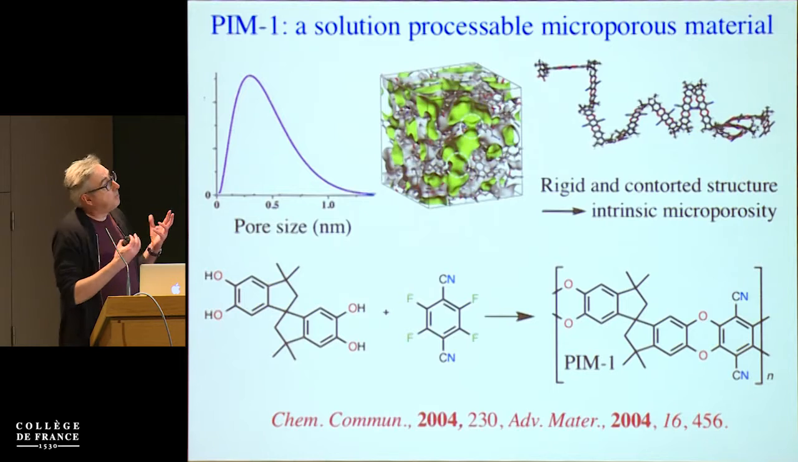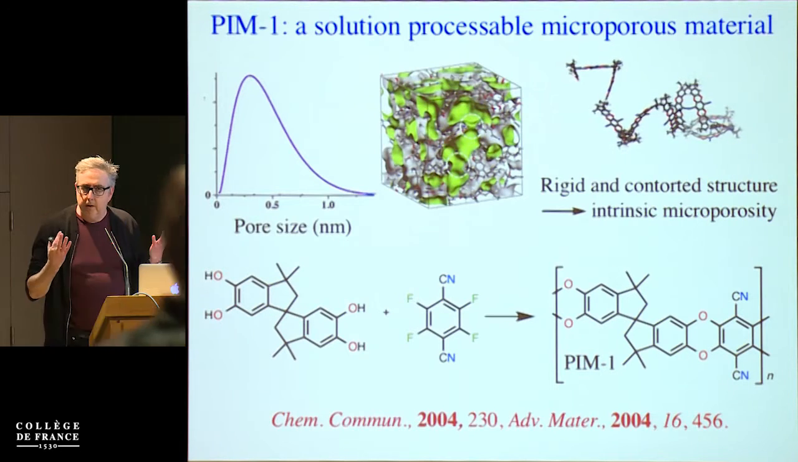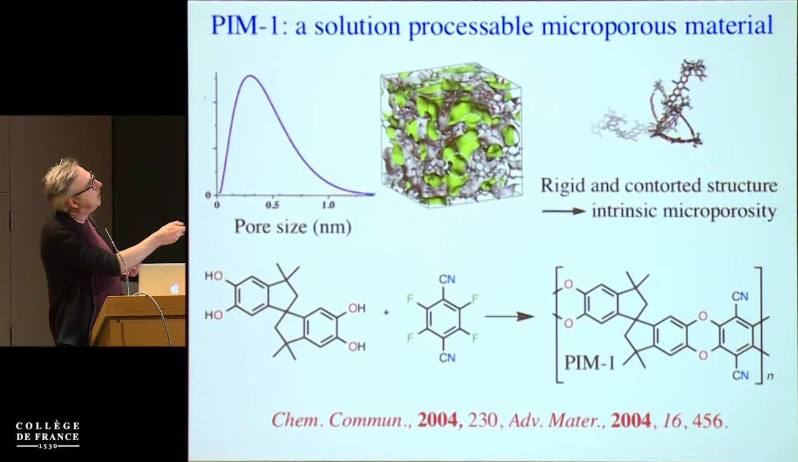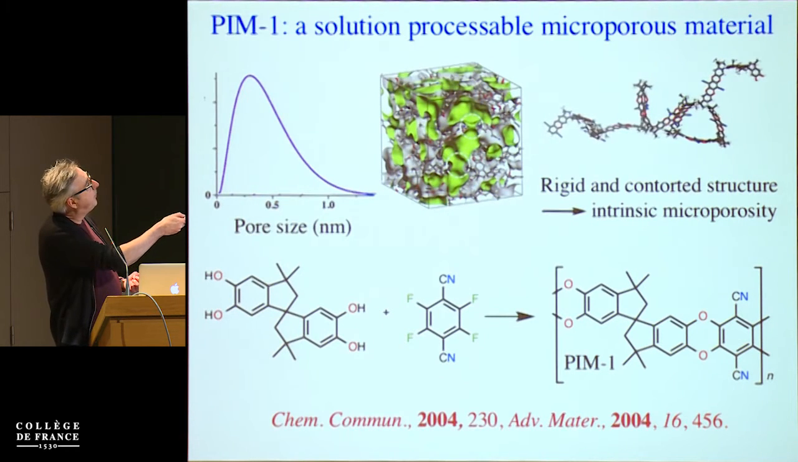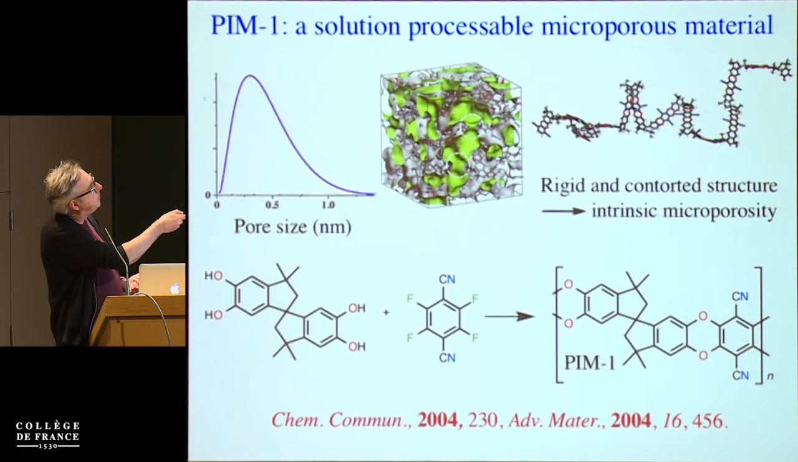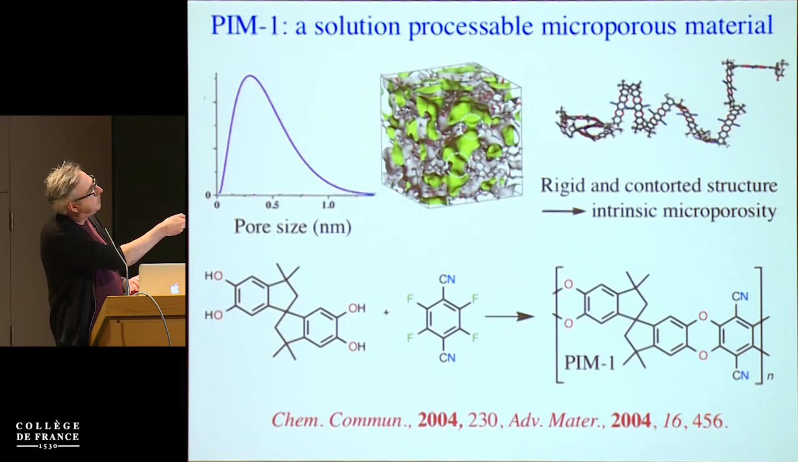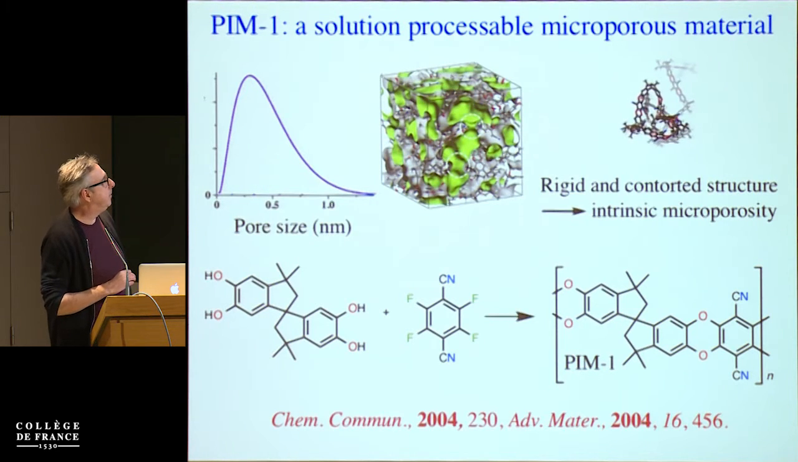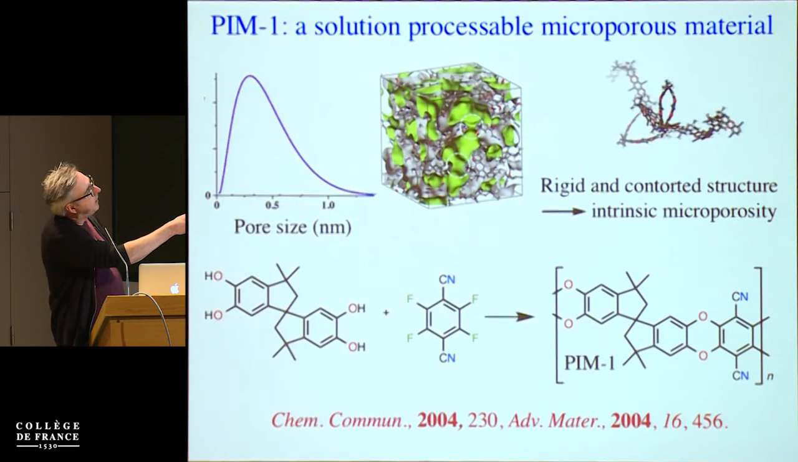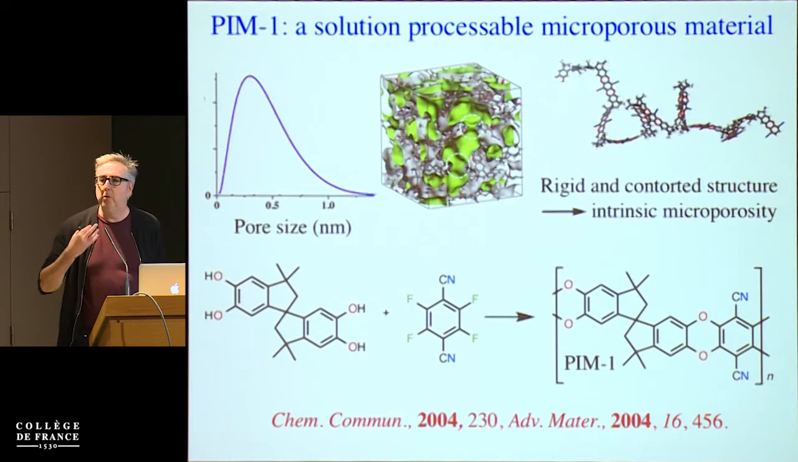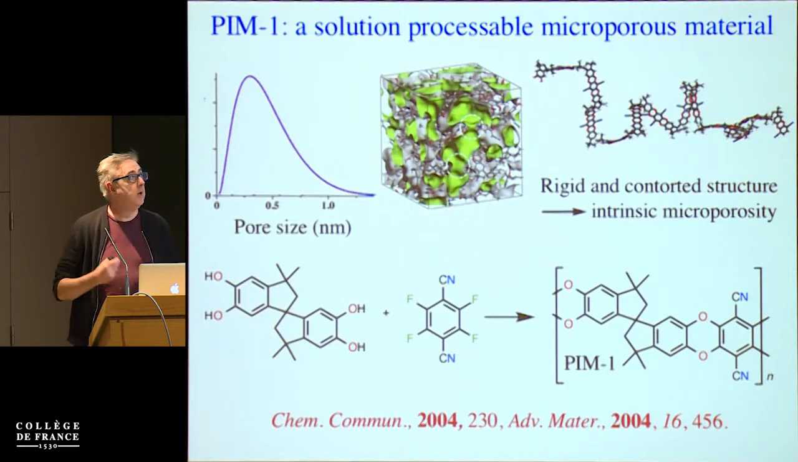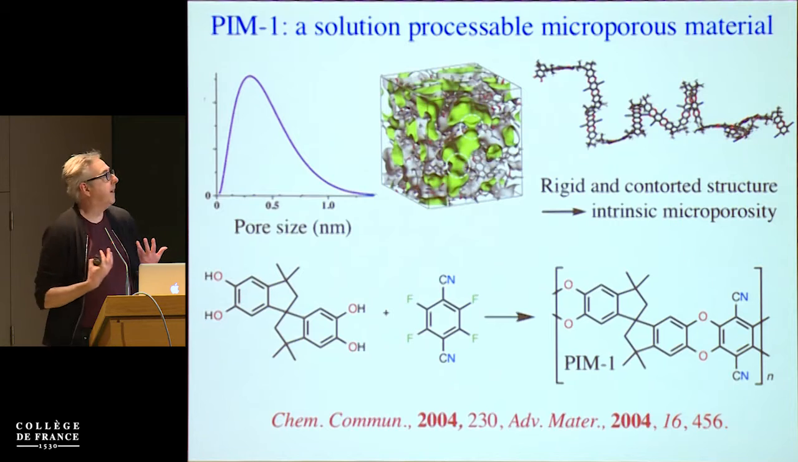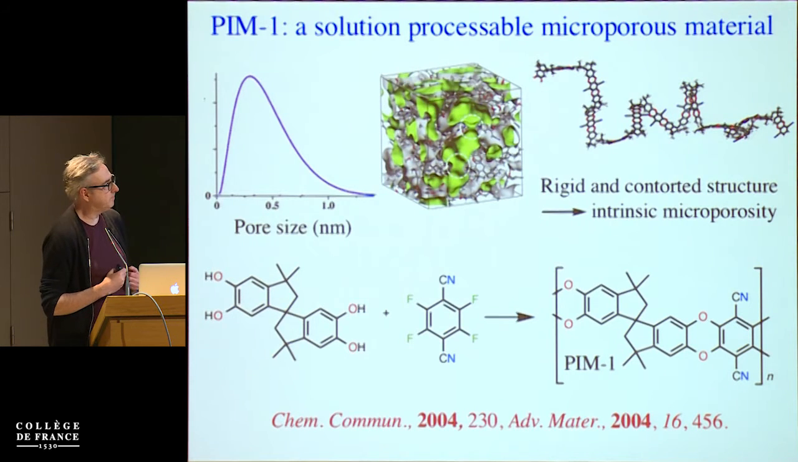This microporosity is not very well defined like in a MOF or a zeolite. It's all sort of random. It's got a pore size distribution. In PIMs, for example, we have a pore size distribution that goes from around a couple of angstroms, or 0.2 nanometers, up to around 1.2 nanometers. So we have this distribution of porosity, and this is what it looks like. This is what you get if you do computer modeling of the packing structure in three dimensions. This green stuff here is the free volume, effectively what I call intrinsic microporosity.